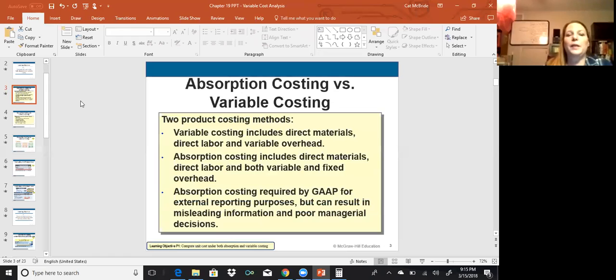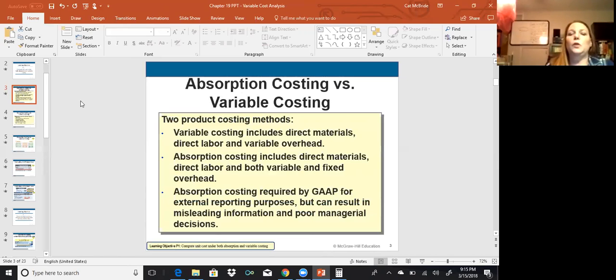But it's not hard, because all you have to remember is that with one, here's the cost categories, with the other, here's the other ones. And we'll work through several examples and the quiz examples. Okay, so for absorption costing versus variable costing, we have two completely different costing methods that we're using.